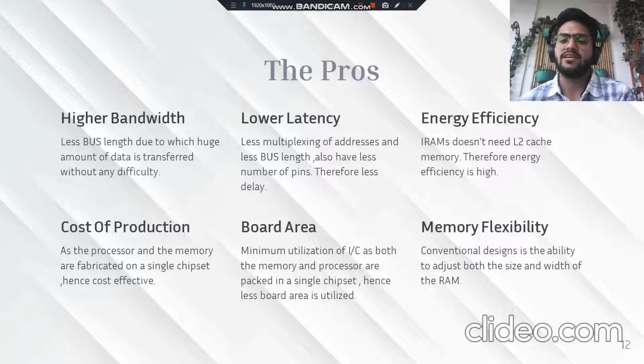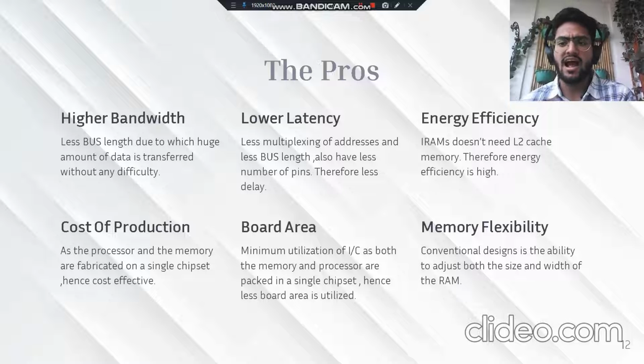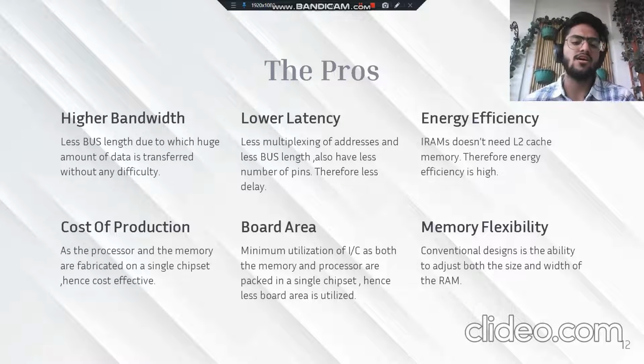Now the third one, energy efficiency. IRAM doesn't need L2 cache memory, therefore energy efficiency is high. That is, a normal RAM needs L3 cache, but an IRAM doesn't need L2 cache. That's why energy efficiency is high. Now, cost of production. As we all know, IRAM is the combination of a microprocessor and a memory, that means RAM. So the cost of production is low, as both the memory and the microprocessor are fabricated on a single chipset, hence this is cost effective.